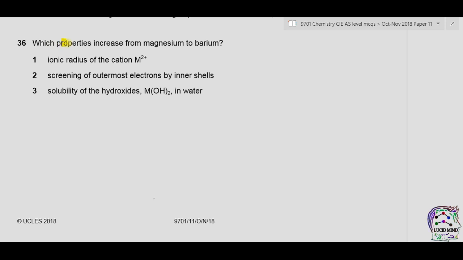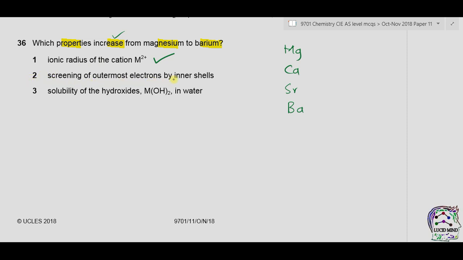Question 36. Which properties increase from magnesium to barium? Both elements, magnesium and barium, are present in the same group. We have magnesium, calcium, strontium, barium. First point is that the ionic radius of cation M+2 increases. As we can see, in every period a successive shell is added, so it means that the size of the cation will also increase as the number of shells increases. So 1 is correct.